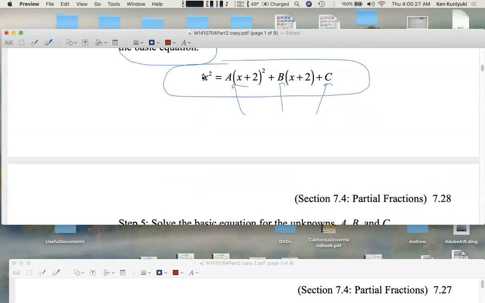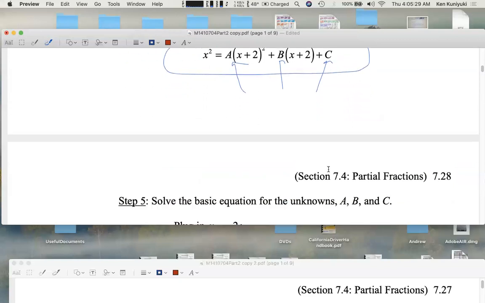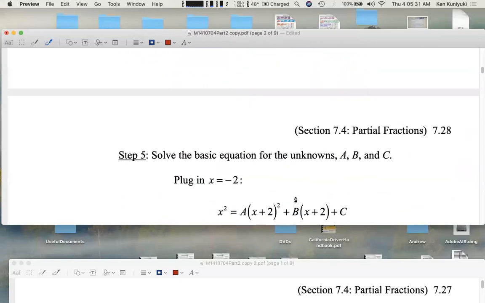Okay, we plug it into both sides, the left side and the right side. Again, here's the basic equation. We plug in -2 on the left. Now, folks, when I plug in -2 on the left, do I get this? Oh, -2 squared.